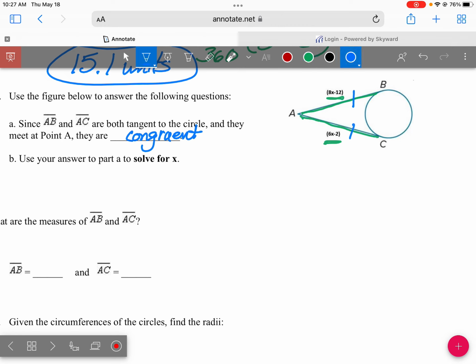Think about a party hat. This is like a party hat that's slipped over to the side. If it's going to be meeting at one point, essentially those two line segments have to be the same length. Okay? So we set 8x minus 12 equal to 6x minus 2.